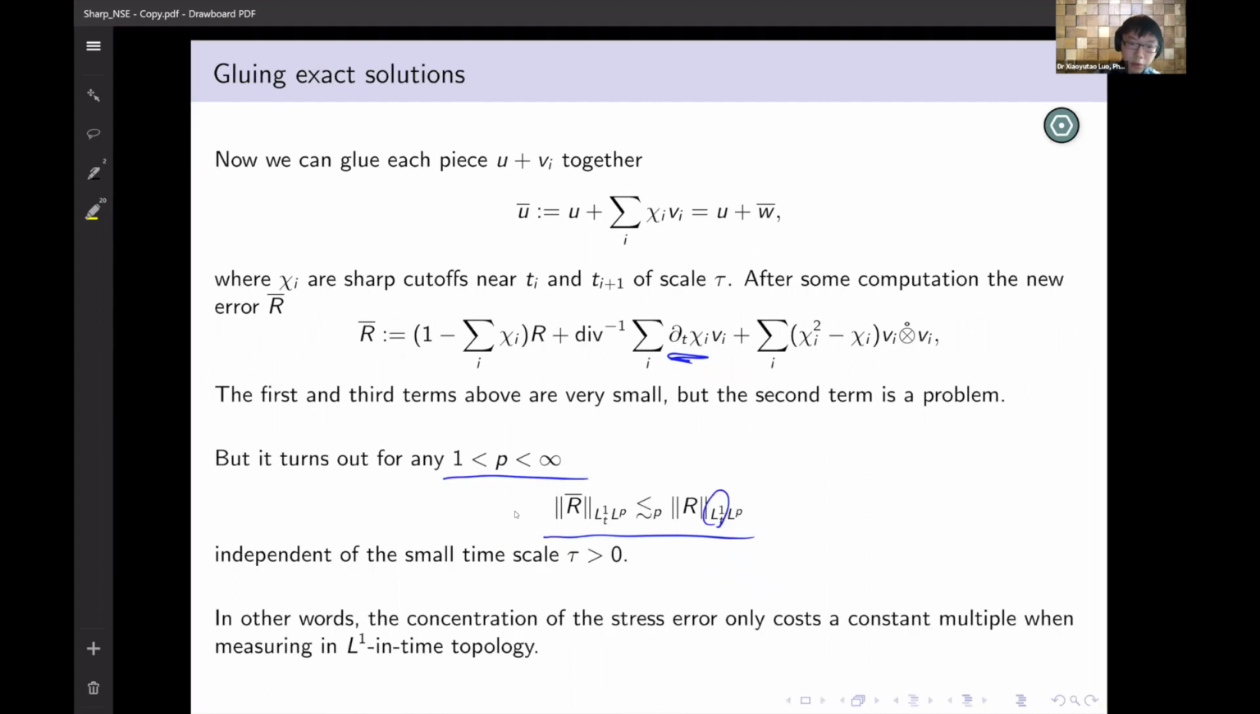What's more important is this implicit constant is independent of the timescale tau. So in other words, if you do this, then you successfully concentrate all the stress error, and it only costs you a constant multiple when you do your estimate in L1 in time.